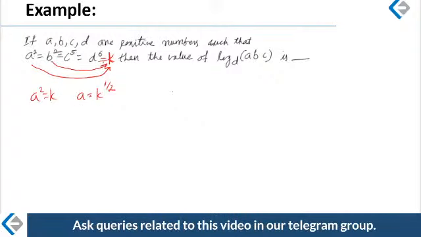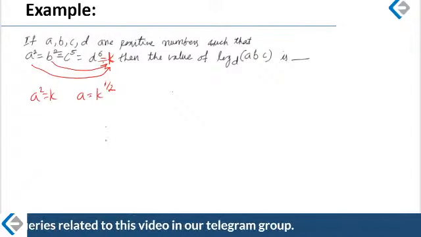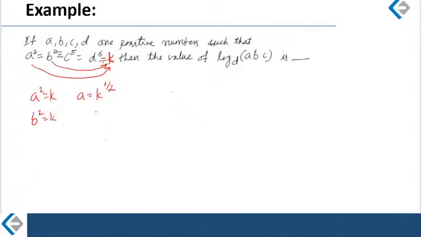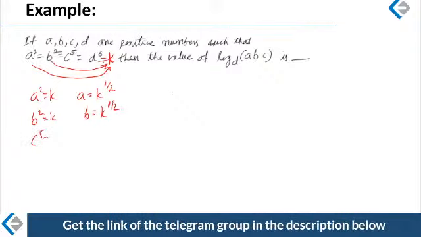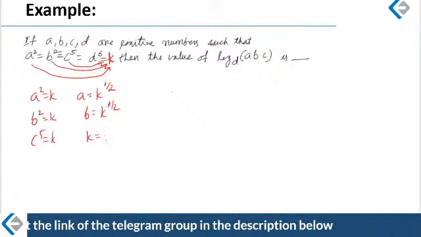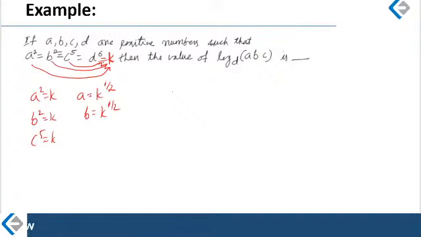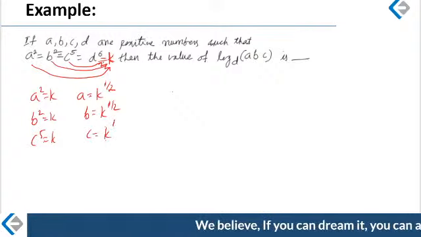So B square is equal to k. Therefore, B is equal to k raised to power 1 by 2. Perfect. Then C raised to power 5 is equal to k. You are equating this now. Therefore, C is equal to k raised to power 1 by 5.